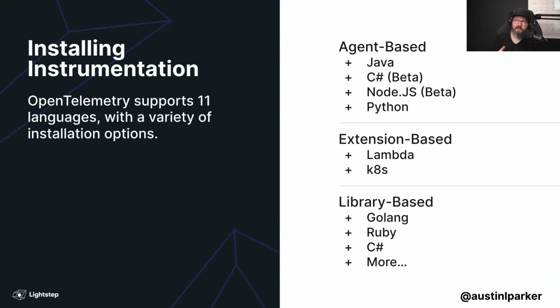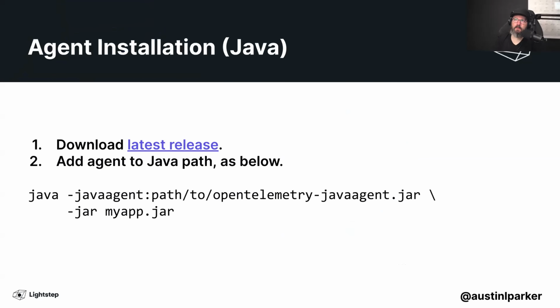Finally, there's library-based. And library-based is something you're probably going to have to fall back on most of the time to get really good instrumentation out of your code. And you can use these in conjunction with each other. This isn't an either or. If you're doing Java, you can install the Java agent, but then you can import the OpenTelemetry API as a library and extend that automatic instrumentation. I can show you an example of some of this later.